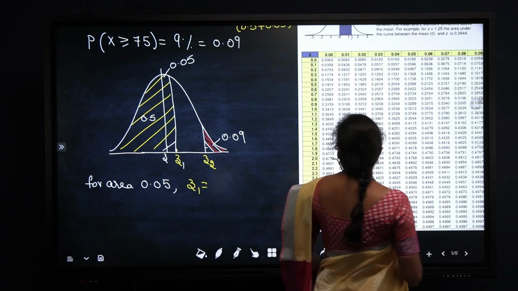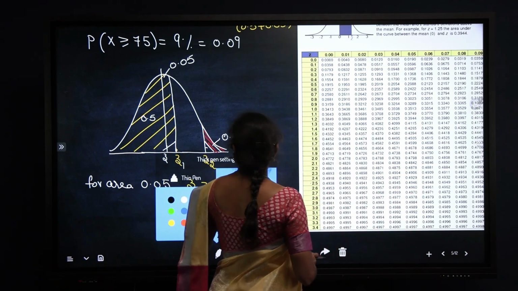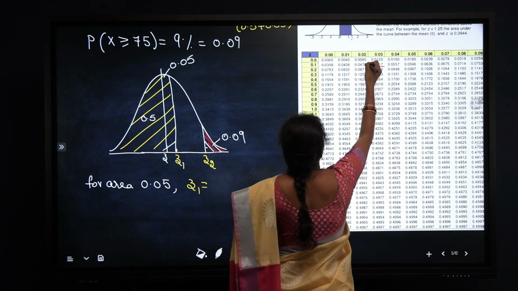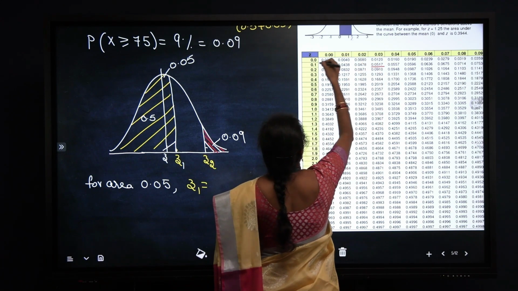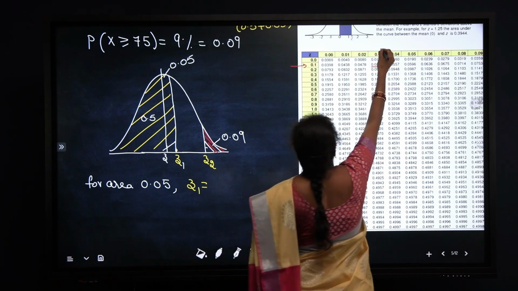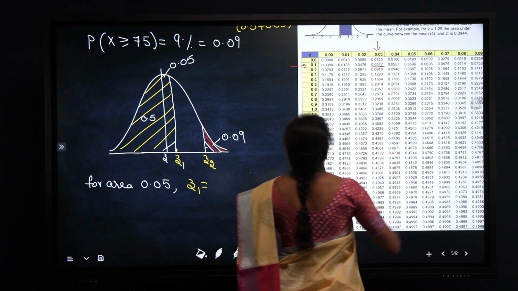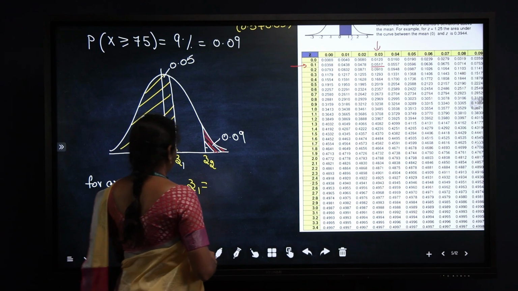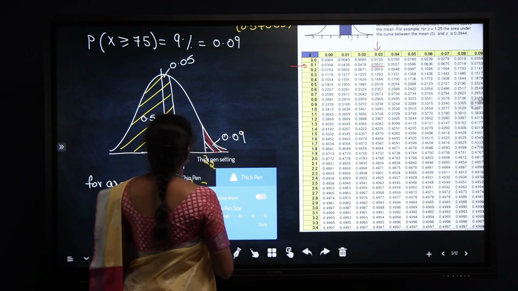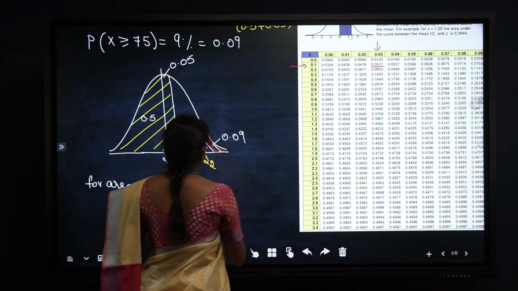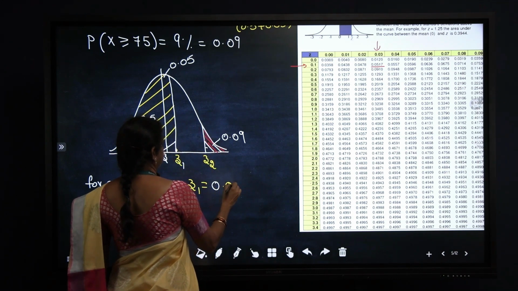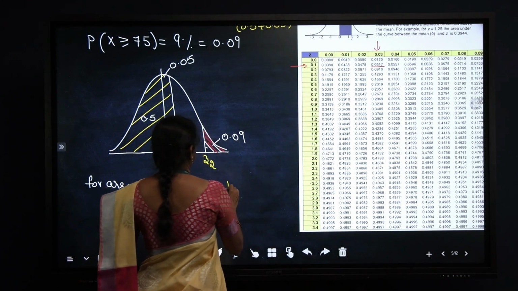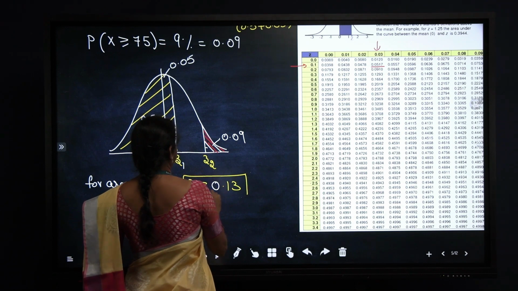This is 0.1 under 3. Here we have 0.0517 and this value is 0.0478. So we can take the value as 0.1 under 0.03. That means 0.13, right? So the Z value will be 0.13. So Z1 value is 0.13.